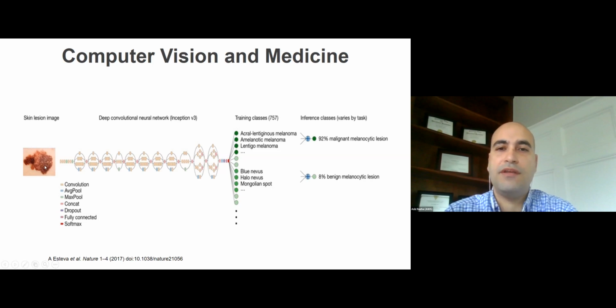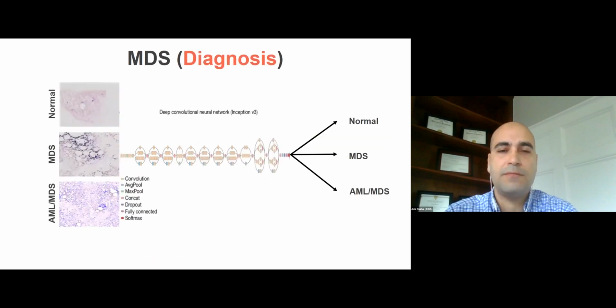So in this study, the investigators took skin images and ran them through a deep learning model called Inception version 3, and asked a question: can the computer vision model predict whether this is a malignant or non-malignant melanoma? The computer vision model was actually able to distinguish those images with accuracy somewhat similar to dermatologists.